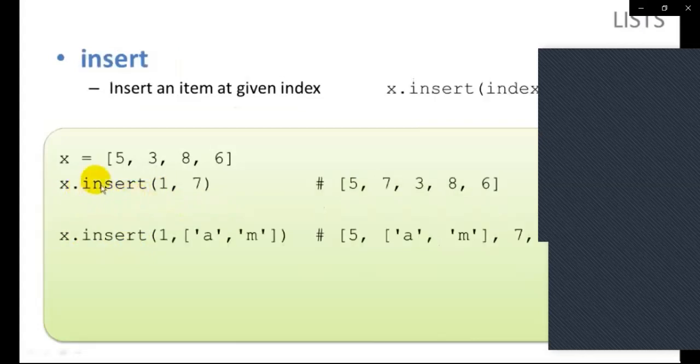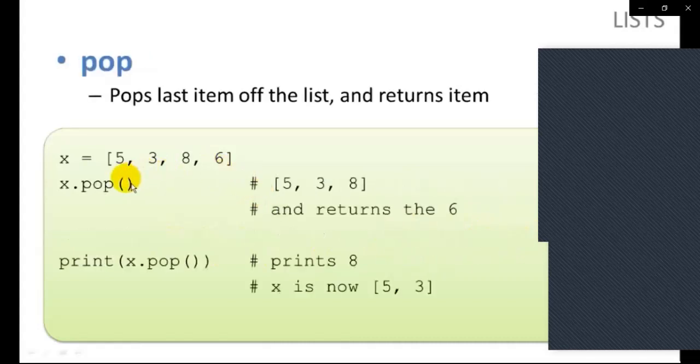Insert allows us to insert an item into a certain index position. So here we want to insert a 7 into position 1. It will scoot the rest of the items to the right and put the 7 into the list. And here we're going to insert a sublist, or an embedded list, with letters A and M into position 1, which is going to scoot all the rest of the items to the right and pop our sublist right in here.